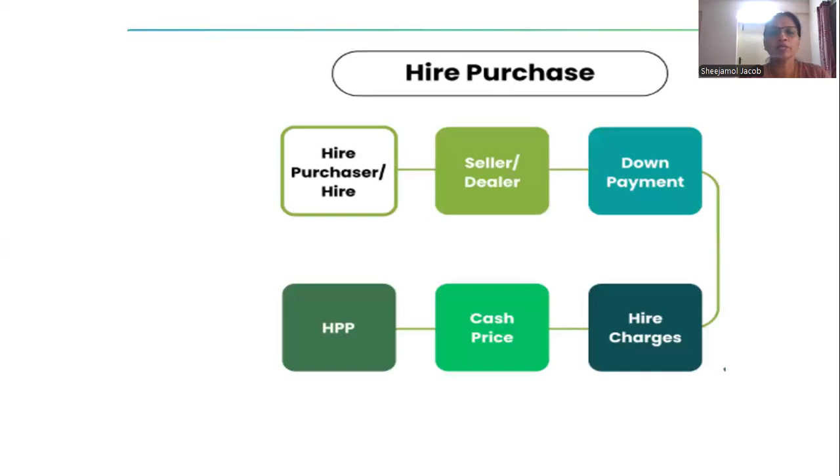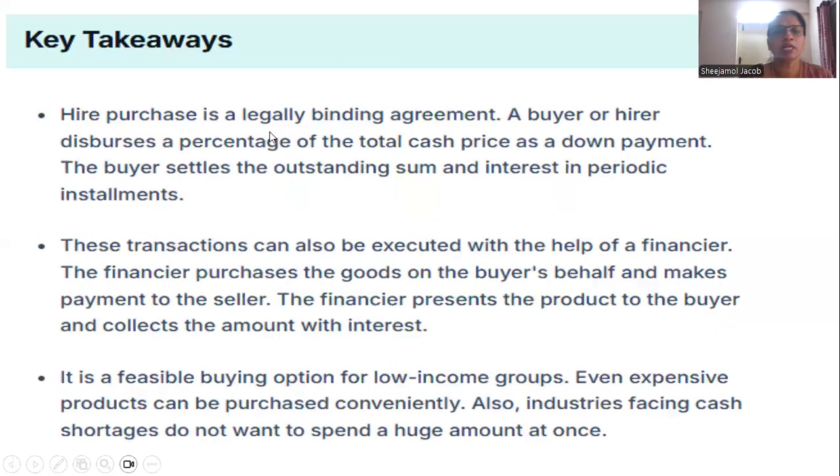The parties involved in a hire purchase agreement are the hire purchaser and the hire vendor or seller. The terms related to the hire purchase agreement are hire purchaser, seller, down payment, hire charges, cash price, and hire purchase price. What is hire purchase?